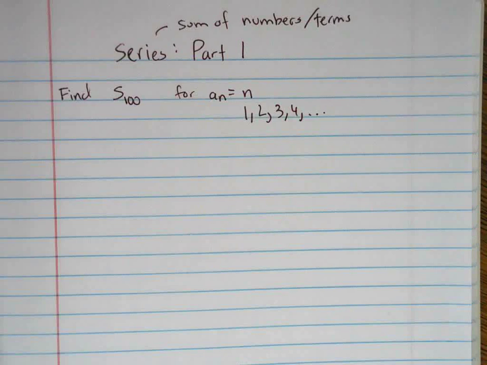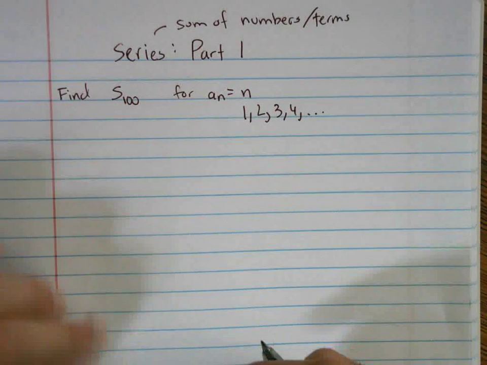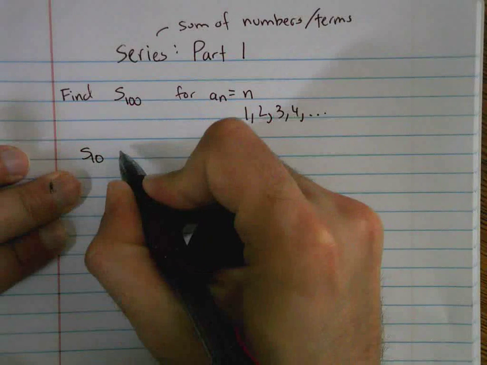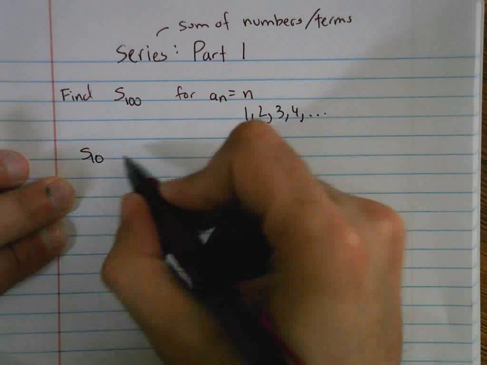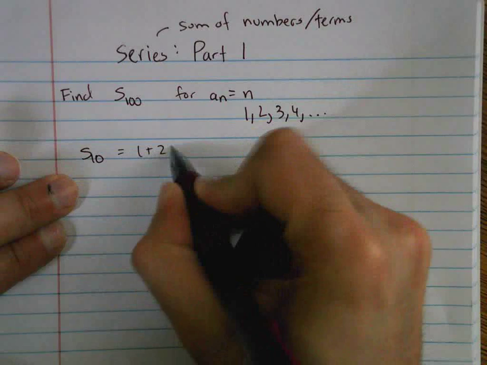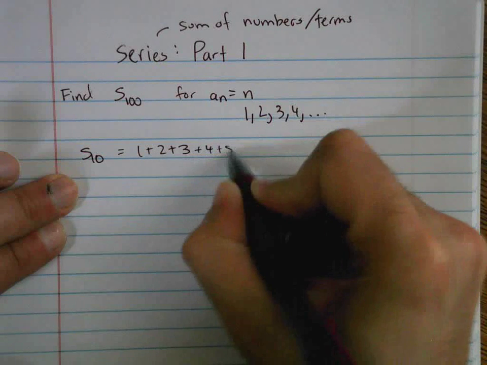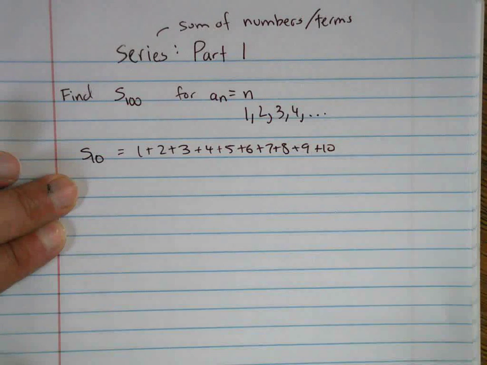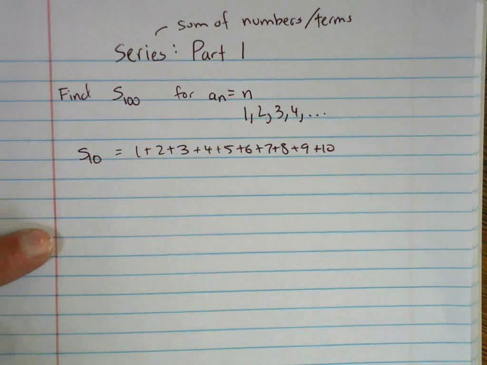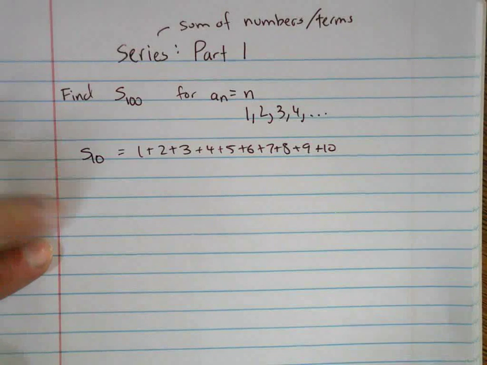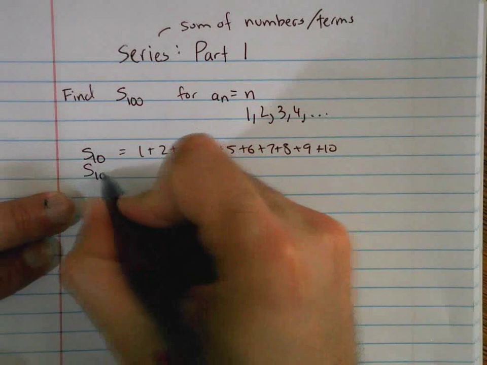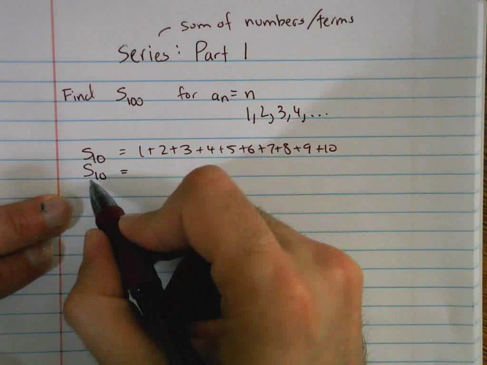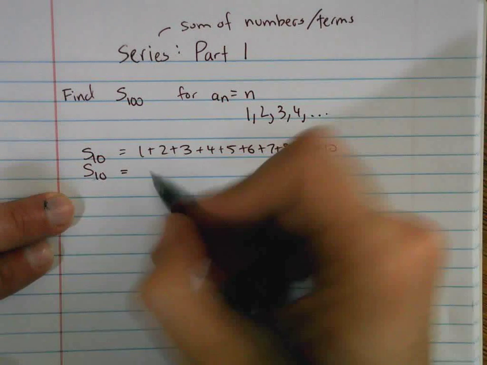So let's think about the first 10 terms. Let's just find S sub 10 first. So S sub 10 would be 1 plus 2 plus 3 plus 4 plus 5 plus 6, etc. And like you guys could add that on the calculator, and it's fine. But the trick is we're going to add this twice, but I'm going to reverse the order. In other words, I'm going to write S sub 10 down again, the first sum, but I'm going to write 10 plus 9 plus 8, and so on.